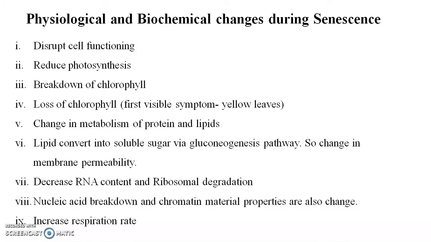Then, physiological and biochemical changes during senescence. First one is disrupted cell functioning. Second is reduced photosynthesis. Third, breakdown of chlorophyll. Fourth, loss of chlorophyll pigments, which shows the yellow leaf. Fifth, change in metabolism of protein and lipids. Sixth, lipid is converted into soluble sugar by the gluconeogenesis pathway.